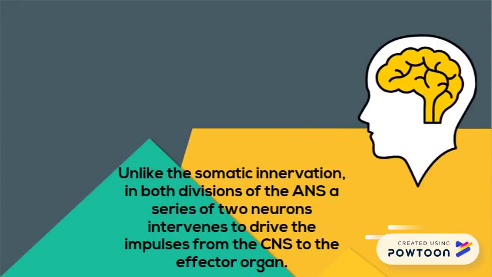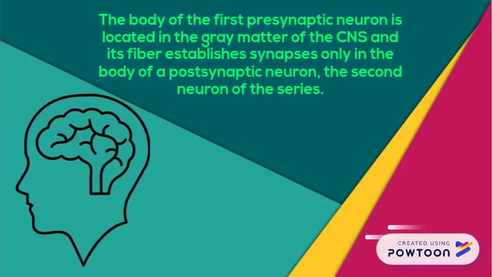Unlike the somatic innervation, in both divisions of the autonomic nervous system, a series of two neurons intervenes to drive the impulses from the central nervous system to the effector organ. The body of the first presynaptic neuron is located in the gray matter of the central nervous system, and its fiber establishes synapses only in the body of a postsynaptic neuron, the second neuron of the series.